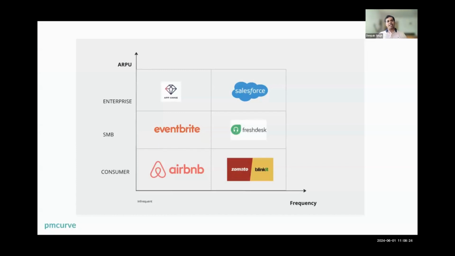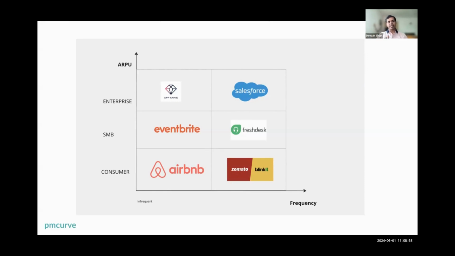Now for classification, I love to take one axis as ARPU, which is average revenue per user, and the other axis as frequency. Why I love this is because it takes out a lot of noise when we are thinking about products. And mind you, when I say that consumer products have lower ARPU, I'm talking about most of the products. I'm not saying that some consumer products can't have a higher ARPU than small and medium business products, or even sometimes enterprise products.